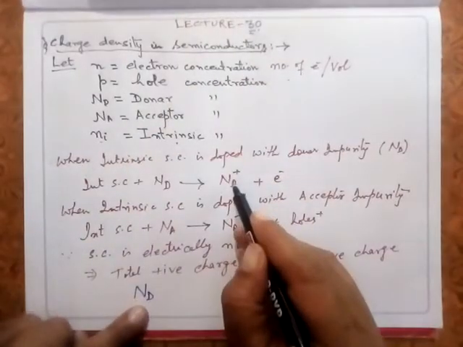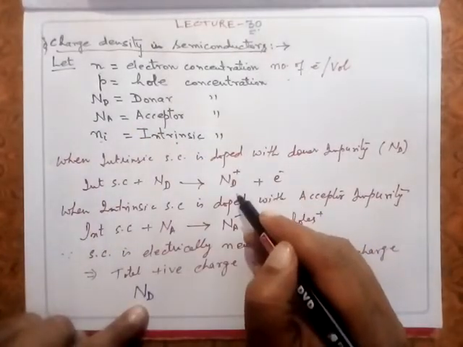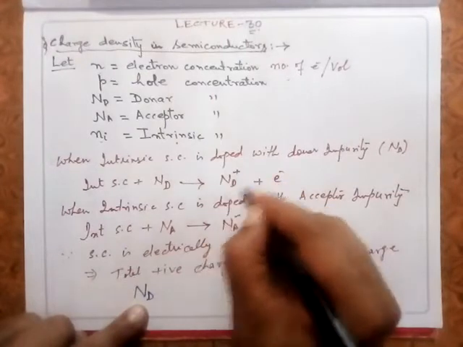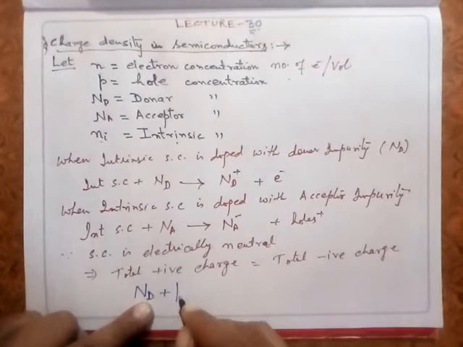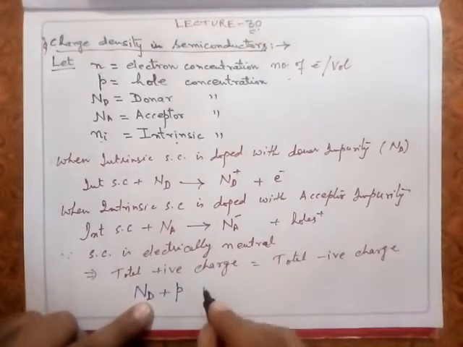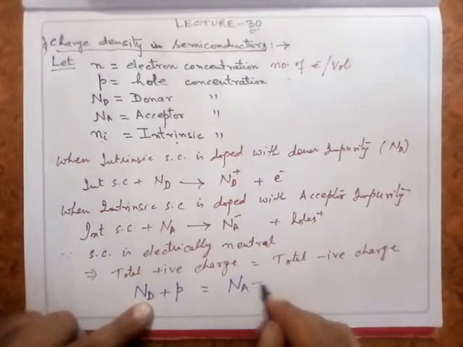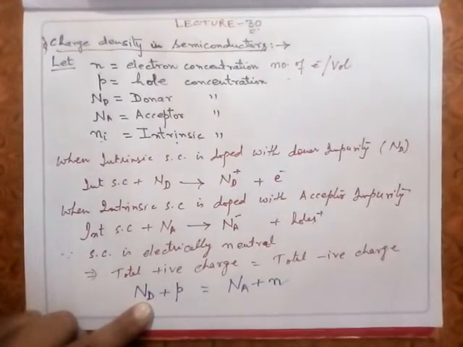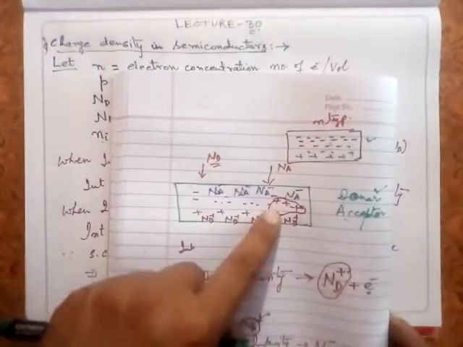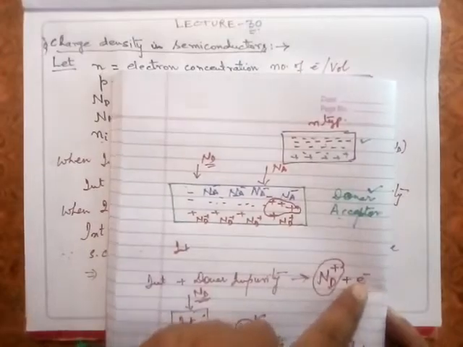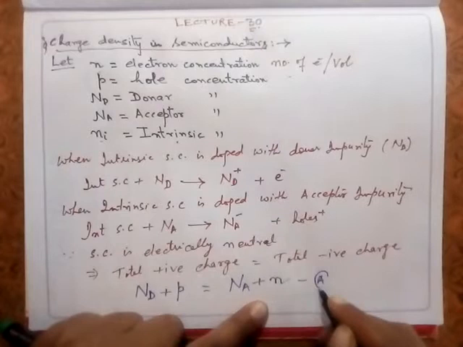If there are 5 lakh donor atoms per unit volume, there will be 5 lakh positive ions here. So it is equal to the number of donor ions, Nd, plus the number of holes per unit volume, is equal to the negative charge, which will be Na plus the number of electrons. Number of electrons per unit volume means initially there were some intrinsic electrons and some released by the donor. So this is the general expression, as long as the semiconductor is electrically neutral.